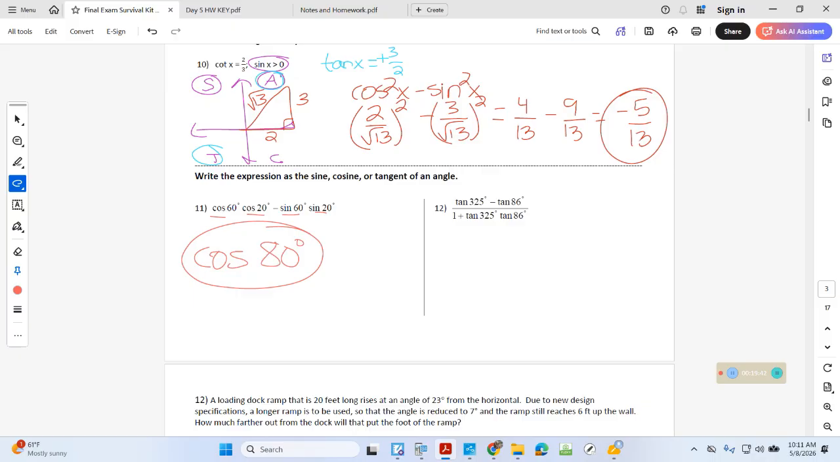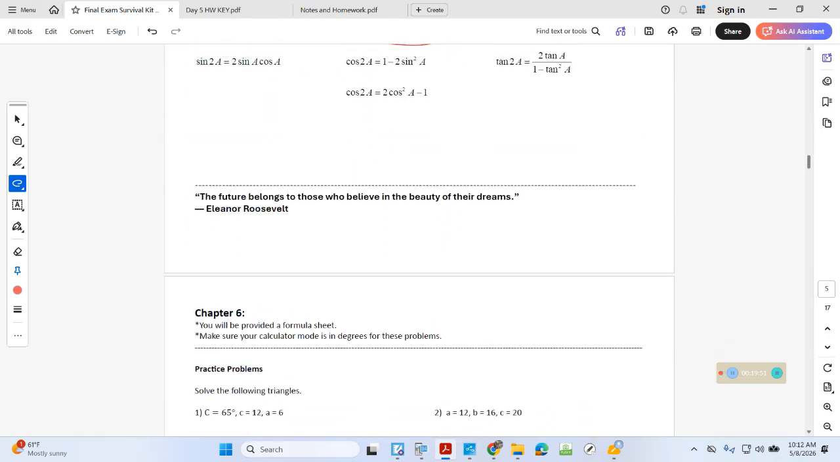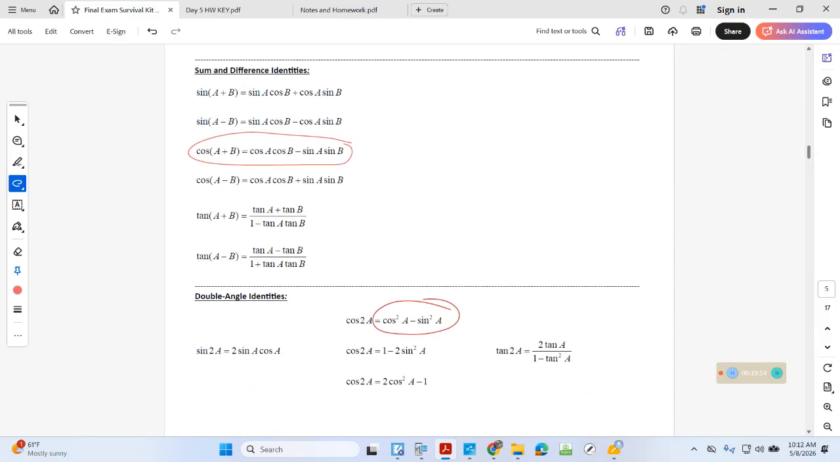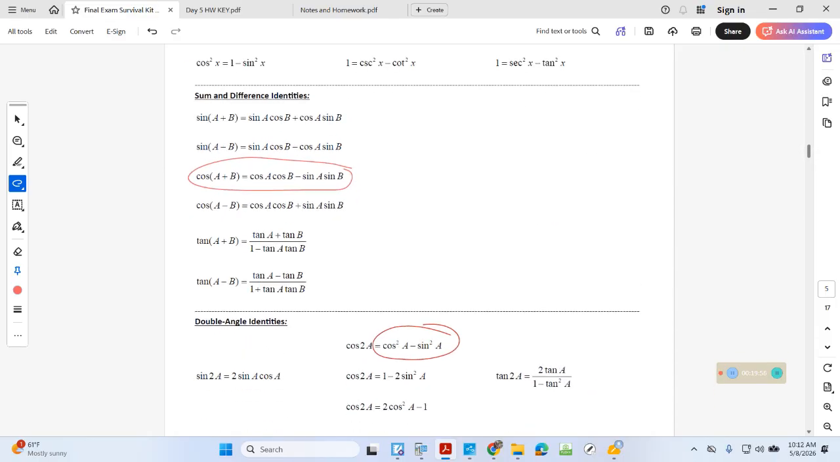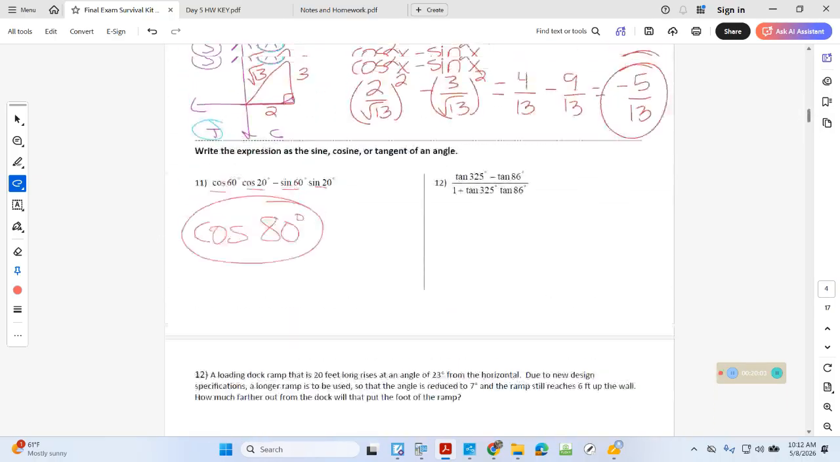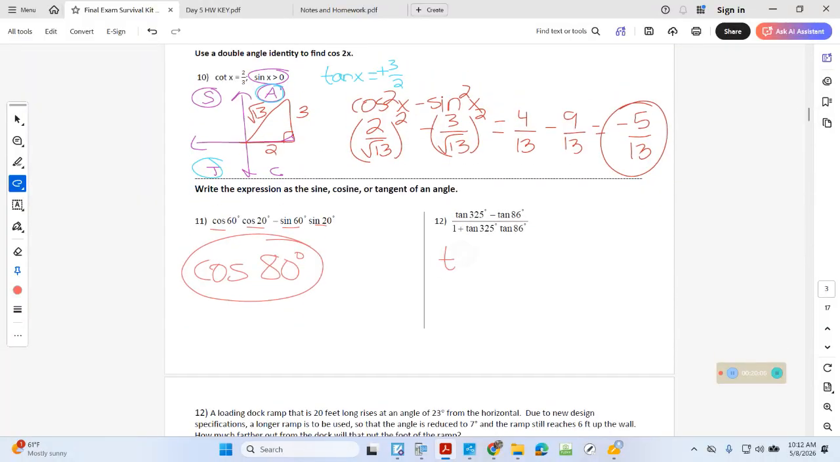Now, I'm going to do the same thing for 12. I'm pretty confident 12 is a tangent, right, with all the tangents in there. So I'm looking for minus on top, plus on the bottom. Let me scroll to it. I went too far. Minus on top, plus on the bottom. So we have tangent of a difference, okay? So you might need your calculator to figure out this. What's 325 minus 86? 239. Got it.